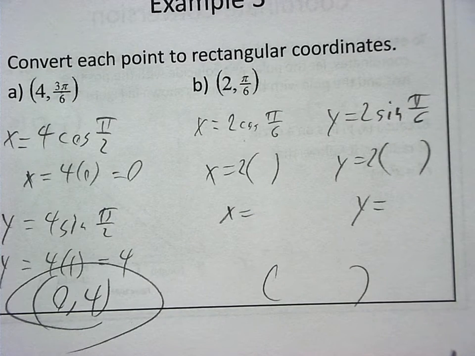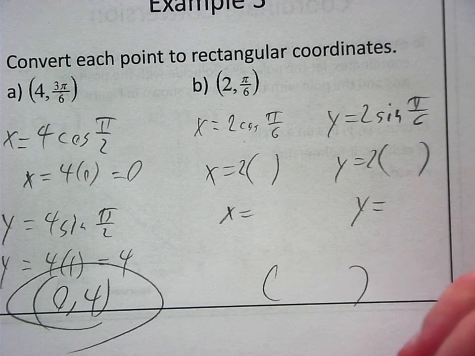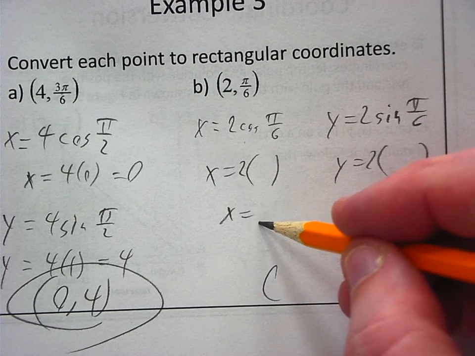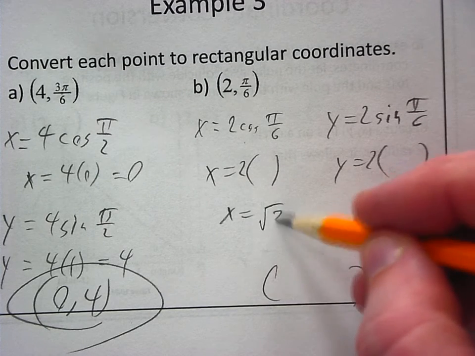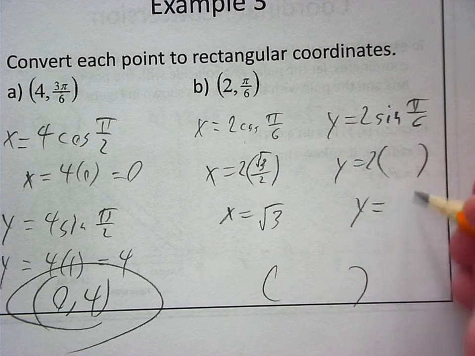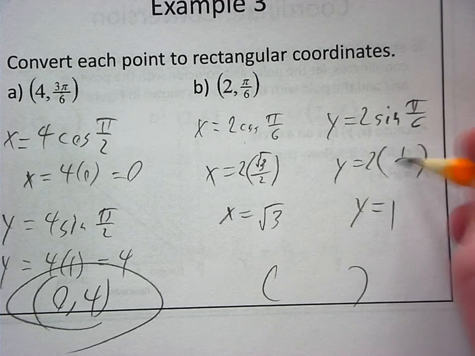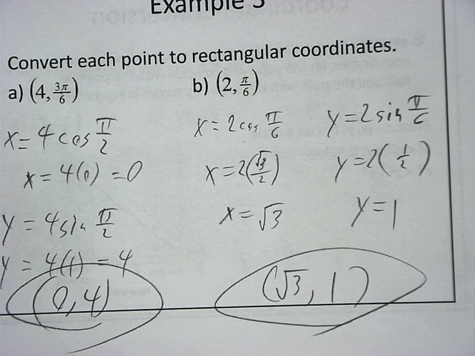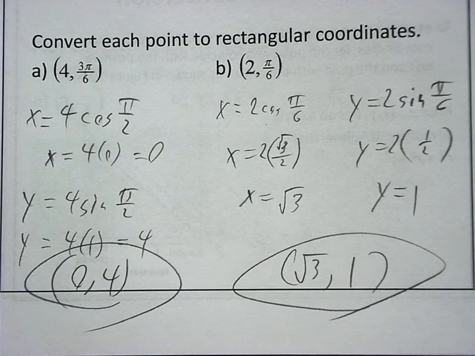So what do you get? X equals square root of... Hmm? 3. X equals square root of 3. Anybody else get square root of 3 for x? Yeah. So that's going to be square root of 3 over 2, and then the 2's just cancel off. So that means y is going to be 1. So you have the square root of 3 and 1. Not too bad?